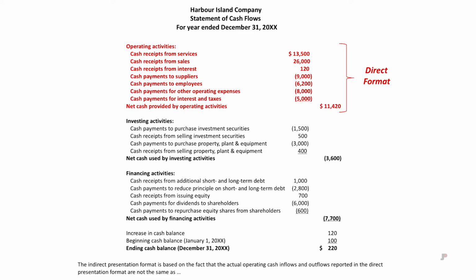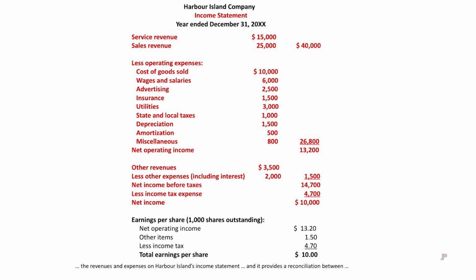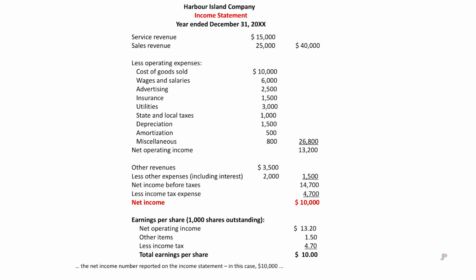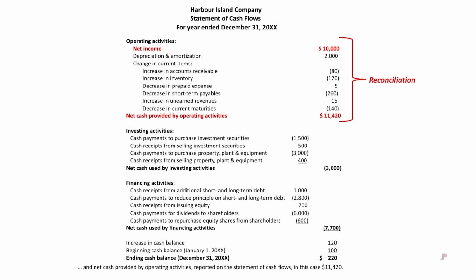The indirect presentation format is based on the fact that the actual operating cash inflows and outflows reported in the direct presentation format are not the same as the revenues and expenses on Harbor Island's income statement, and it provides a reconciliation between the net income number reported on the income statement, in this case $10,000, and the net cash provided by operating activities reported on the statement of cash flows, in this case $11,420.